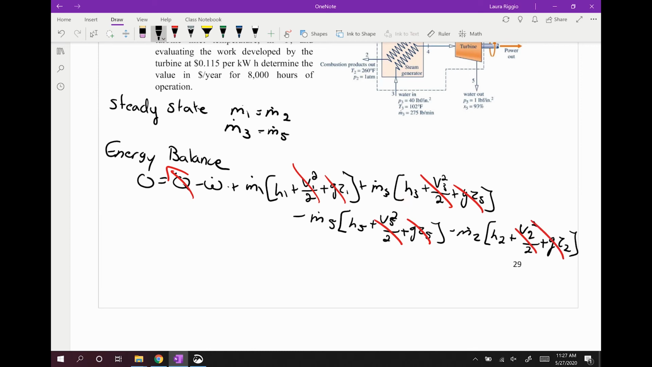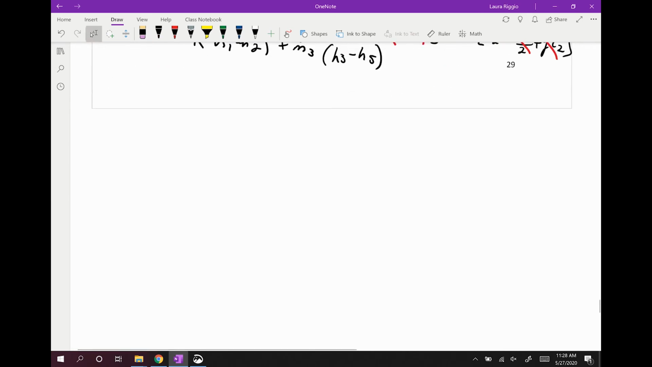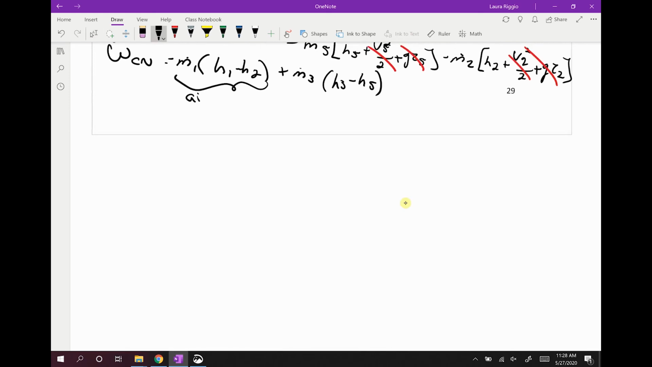energy changes. So we have our work or power is equal to our mass flow rate 1 times the change in enthalpy for our steam generator plus our mass flow rate of our water for our system. So this side is air and this side is water.